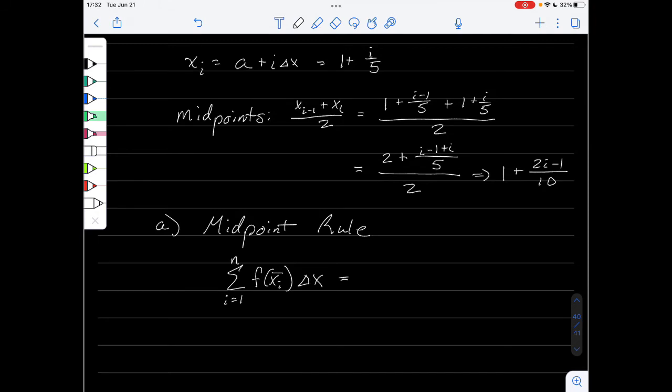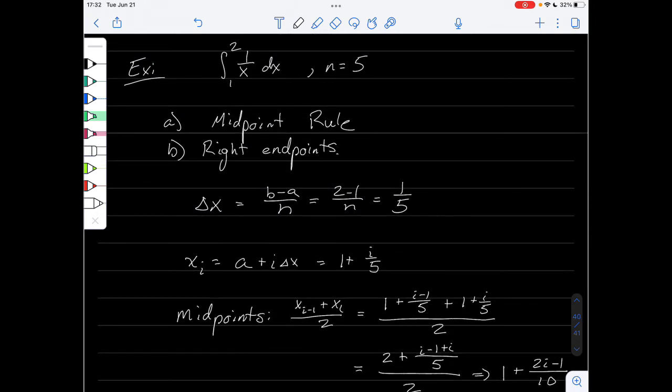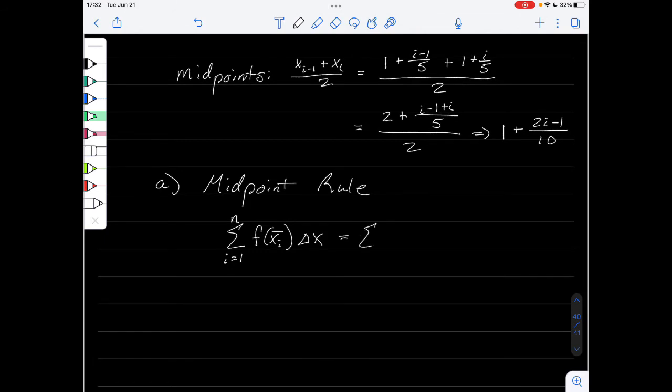Okay, we can just plug it in now. Remember that f of x was 1 over x. So this is the sum as I goes from 1, we know n is 5, of 1 over x sub I bar times delta x. Plug in what x sub I bar is. Maybe let's clean that up a little bit more. This is 10 over 10, so this is 2I minus 9 all over 10. We take the reciprocal, it's 10 over 2I minus 9. And delta x is still 1/5.